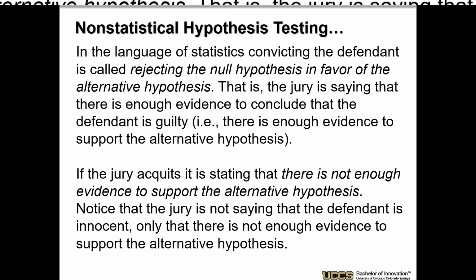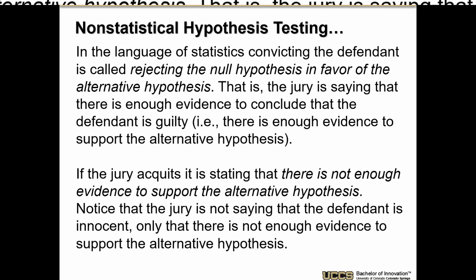So in the language of statistics, convicting the defendant is called rejecting the null hypothesis in favor of the alternative. You've shown me enough evidence to reject the hypothesis that they're innocent, to decide that they're guilty. When the jury acquits, we say there is not enough evidence to support the alternative hypothesis. So the jury is not saying the defendant is innocent.